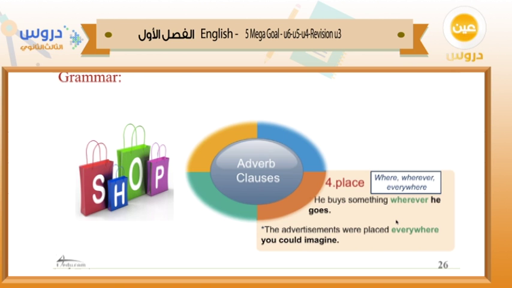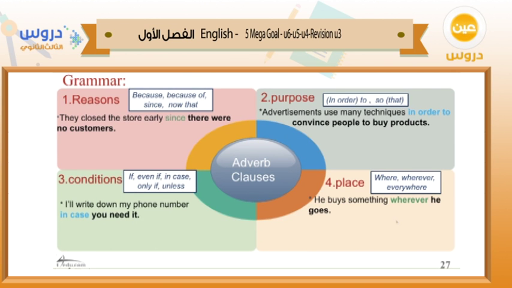Okay, so finally, summarizing the categories. We have reasons, purpose, conditions, and place, and there are specific words that we need to use with the adverb clauses in each category.